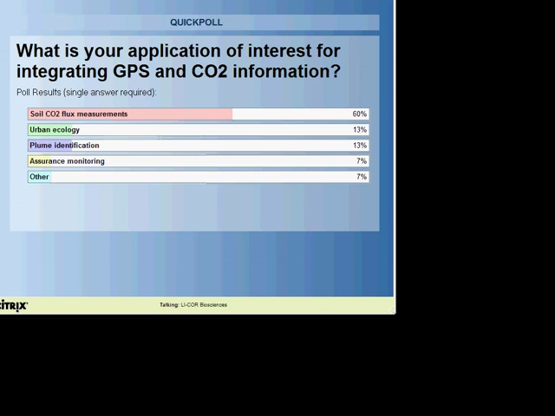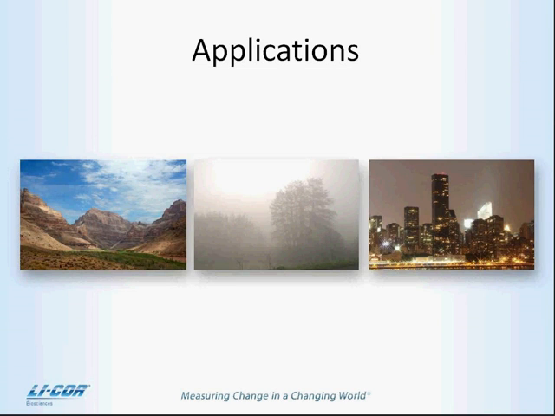So both of these methods, the chamber method and the continuous method, can be used in a variety of applications. In addition to the typical soil CO2 flux chamber measurements, there are several fields where CO2 and GPS data logged simultaneously can be very beneficial.